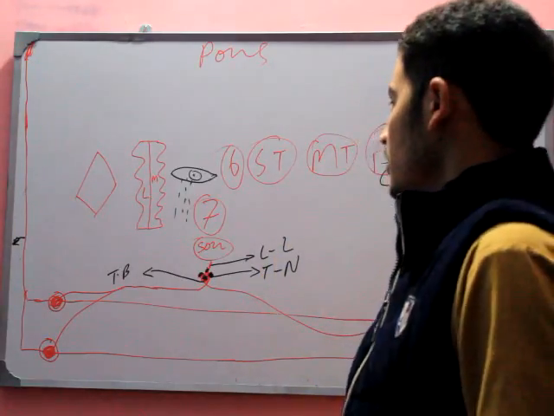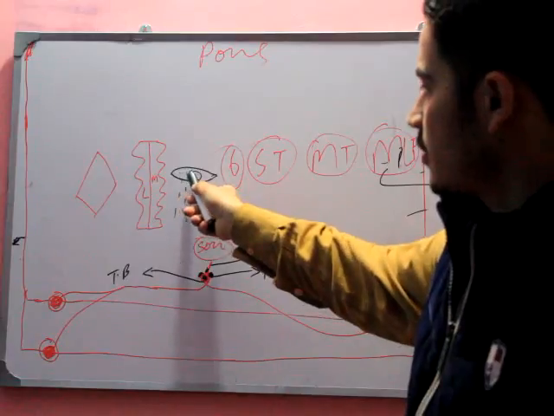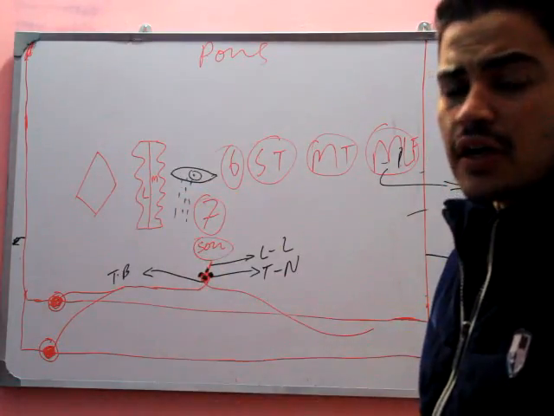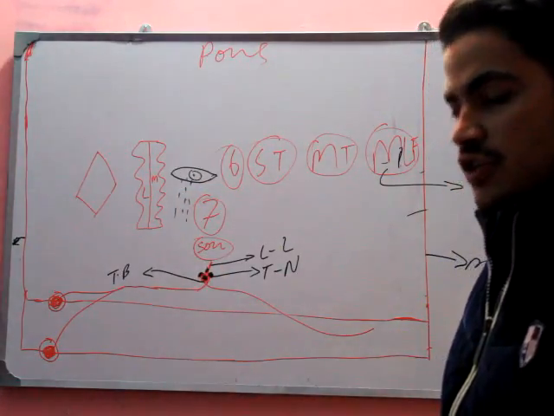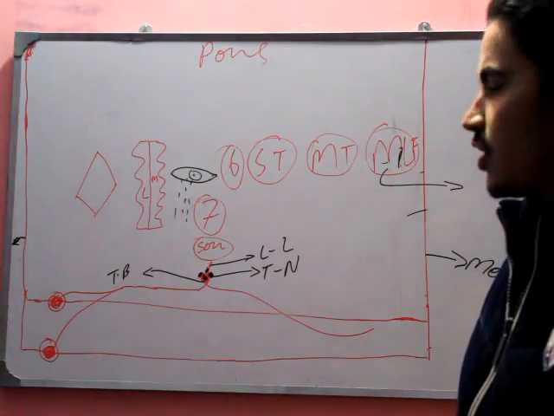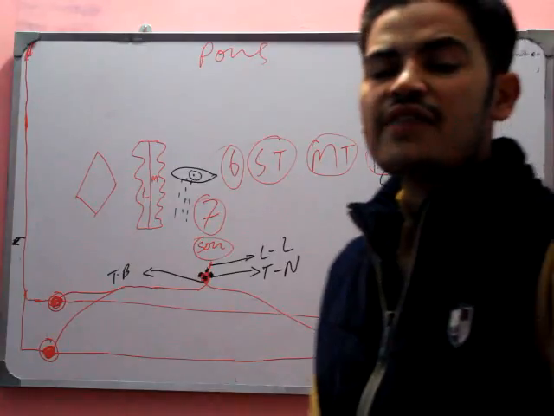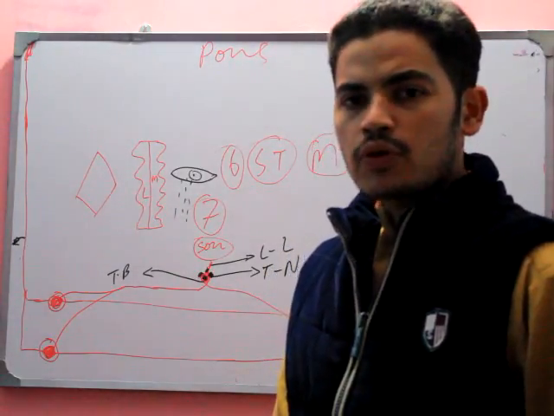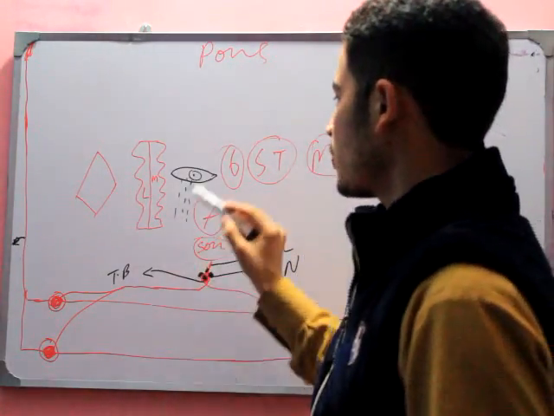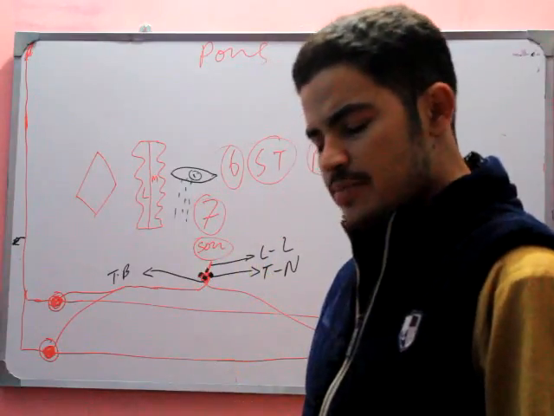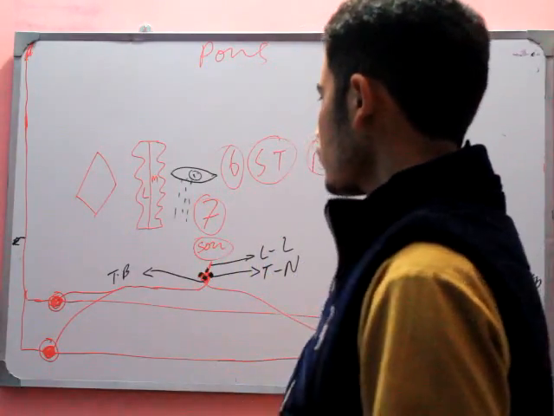Why did I write I here? It is denoting something. Yes, it is denoting your lacrimatory nucleus or your salivatory nucleus. Both names are given to this one nucleus. It is a parasympathetic nucleus.